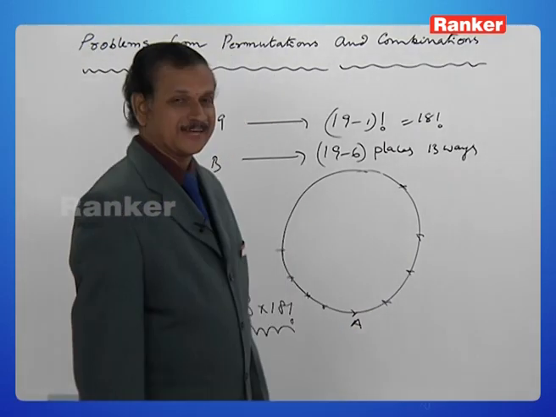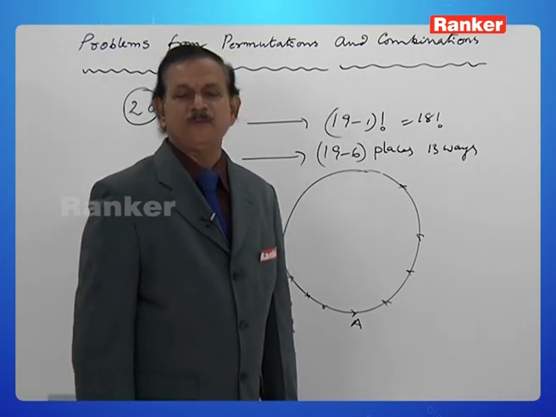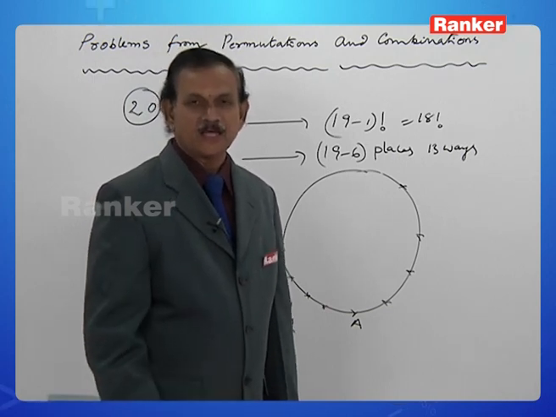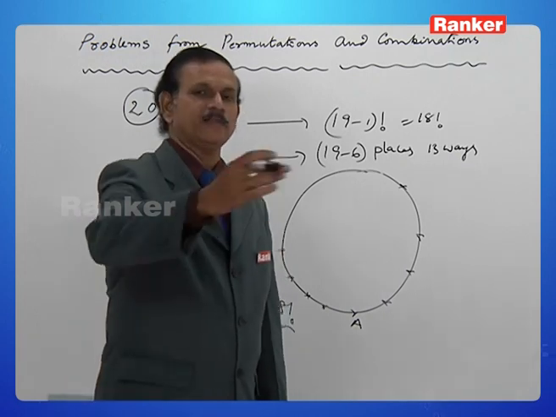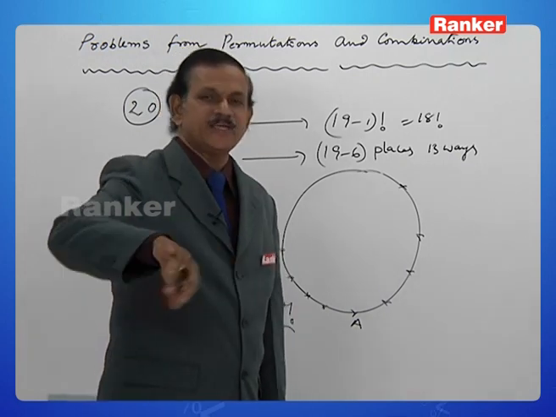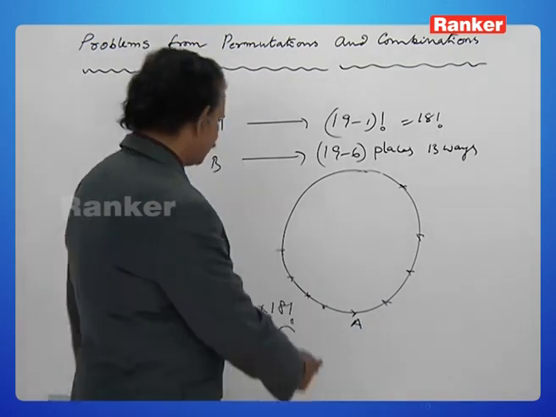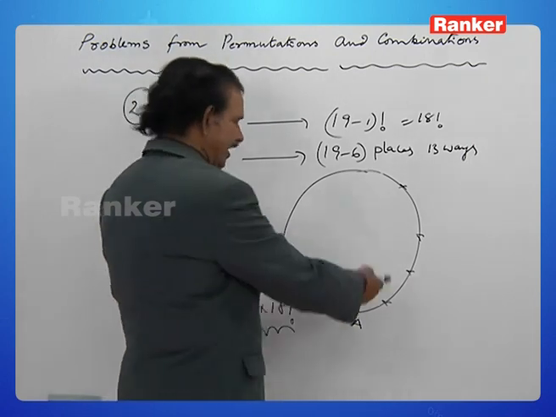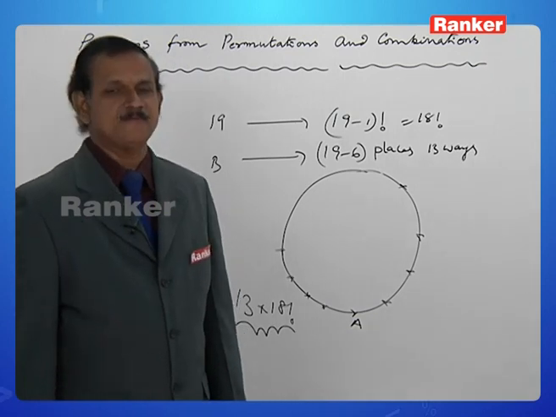You please observe carefully. There are 2 particular brothers A and B. You first include brother A, exclude B at a side in the beginning. So all the 19 persons including A can be arranged in 18 factorial ways around a circle. It is very easy to represent the gaps. How many gaps will be there between them? 19 gaps will be there.